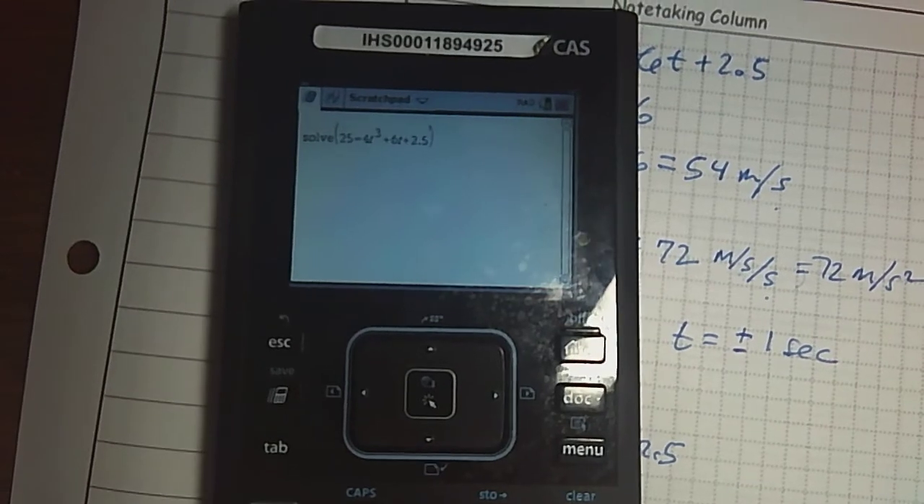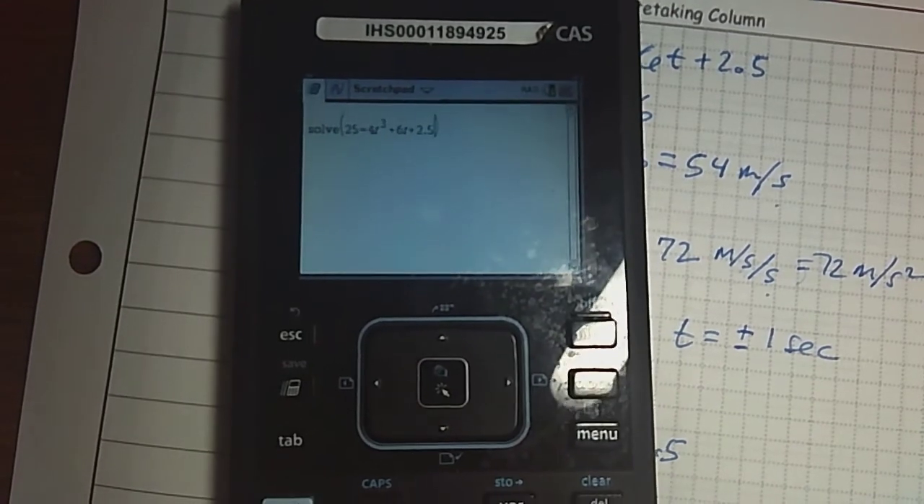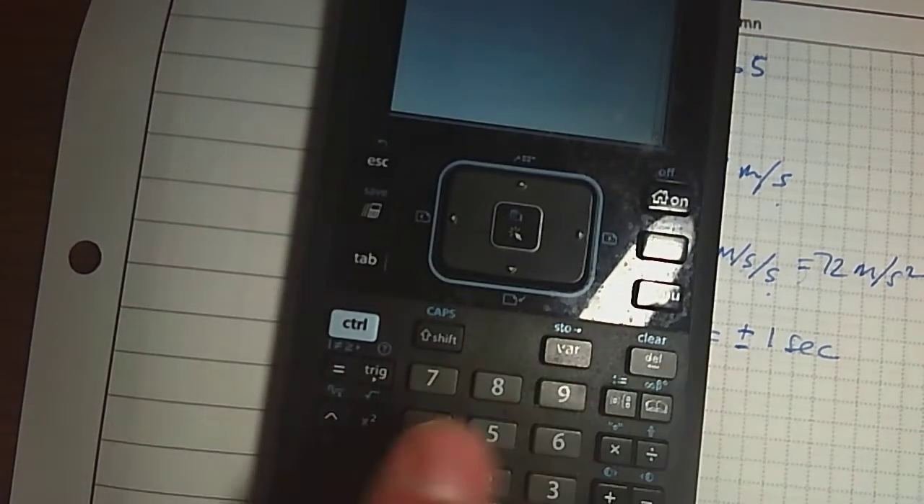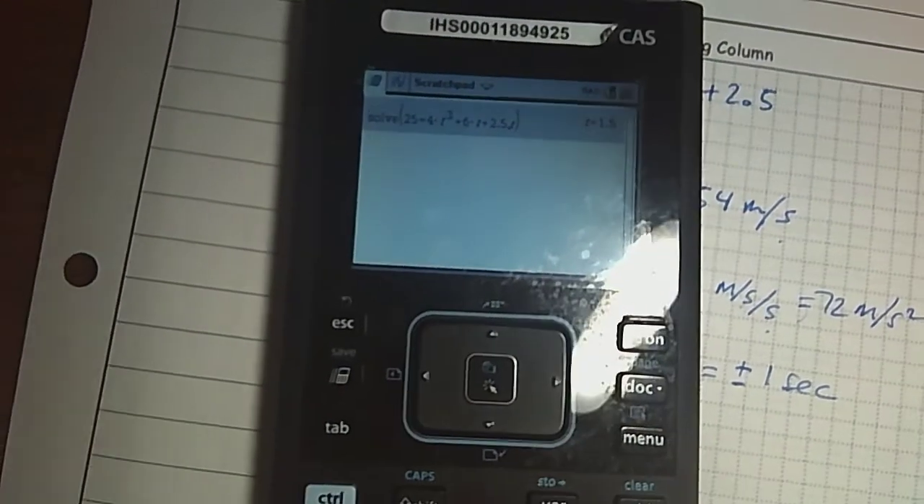And then to solve it, we need to do comma. Now the comma is underneath pi, so find where pi is. Underneath pi on the bottom left corner, comma, then t. And then just go control. So press the blue button, control, and then enter. And it would solve it for you.